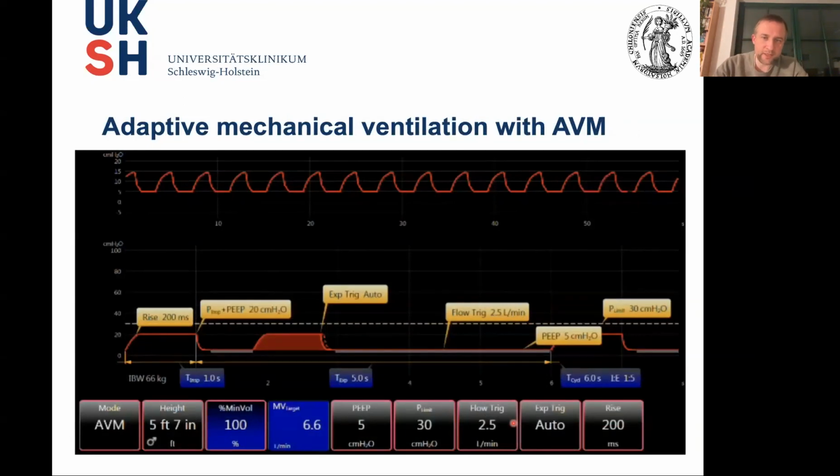This is what adaptive mechanical ventilation with AVM looks like on a ventilator. So you have to put in the patient height, because this is needed to calculate predicted body weight and to give an estimate of serial dead space. And then you have to enter the minute ventilation, which is normally entered in milliliters per kilo predicted body weight per minute. So 100 means 100 mils per kilo predicted body weight per minute. And this gives you, in this case, in a patient with a predicted body weight of 66 kilos, a target ventilation of 6.6 liters per minute. And then the respiratory rate tidal volume combination to achieve this minute ventilation target will be selected automatically.